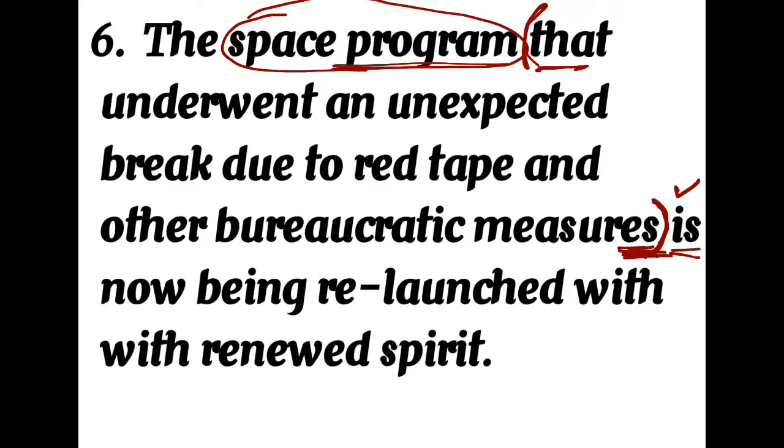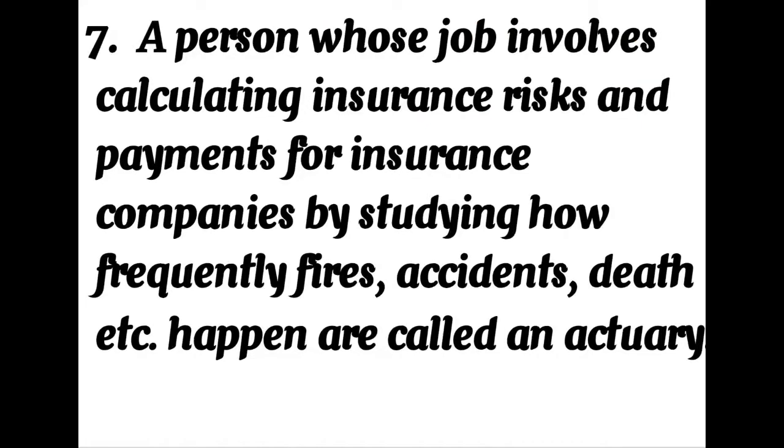The space program is now being relaunched with renewed spirit. Now one may ask, which space program? So the answer will be that space program that underwent an unexpected break due to the red tape and other bureaucratic measures. This is the whole sentence. A person whose job, I told you that although there are three most famous relative pronouns, who, which, and that, but there is also a possessive member of this clause.